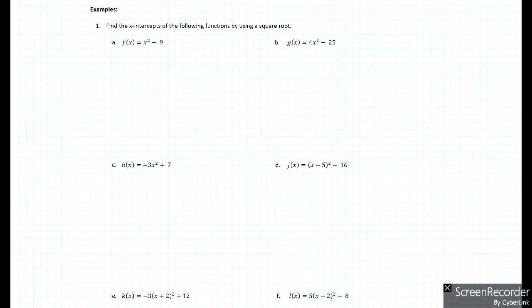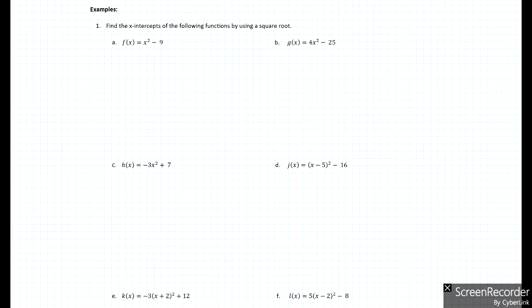In this video, we're going to start talking about how we can find the x-intercepts using square roots. We have talked about different ways to find x-intercepts, and the goal really is the same for understanding x-intercepts. We always want to set the y-coordinate equal to 0 because the y value at an x-intercept is always 0.